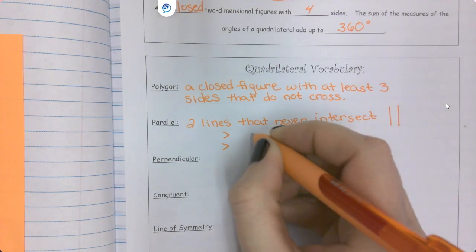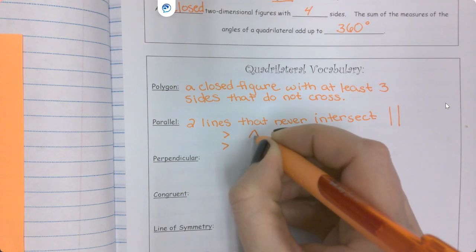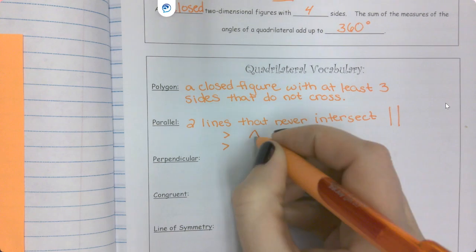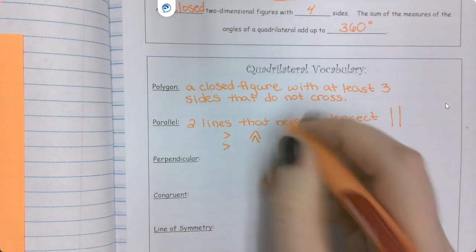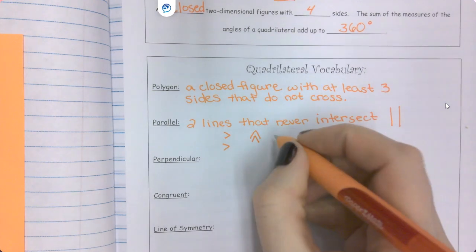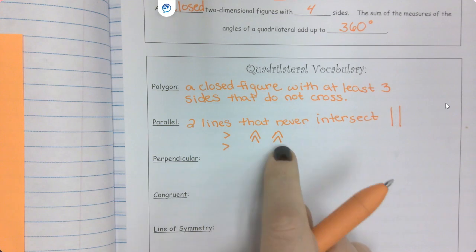Then for instance, if you have another set of sides that are parallel, maybe your vertical sides now in your rectangle, you would have like two little triangles. And so maybe the left side of the rectangle has those two little triangles, and maybe the right side of the rectangle has those two little triangles, meaning these are parallel to each other.